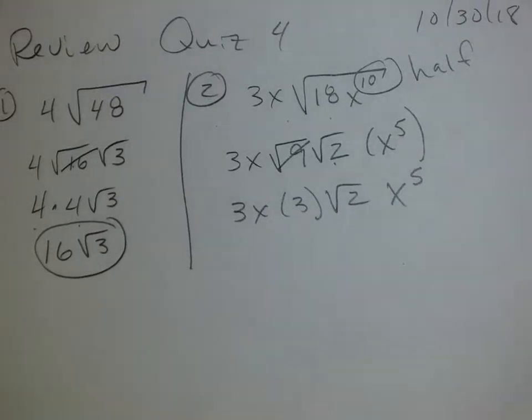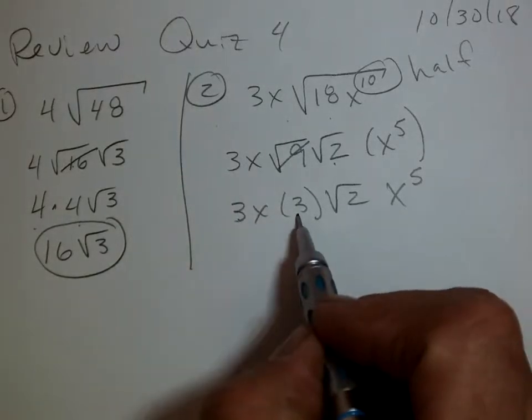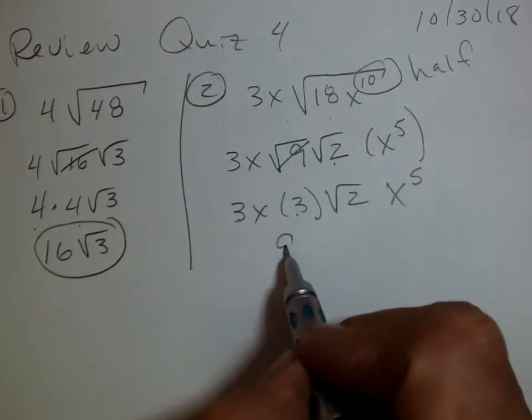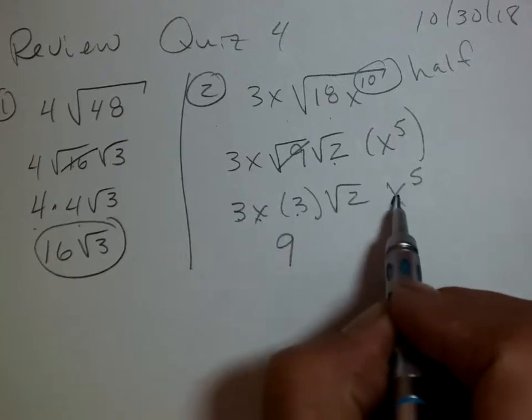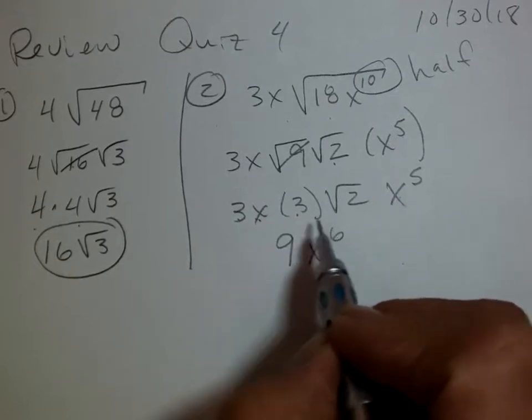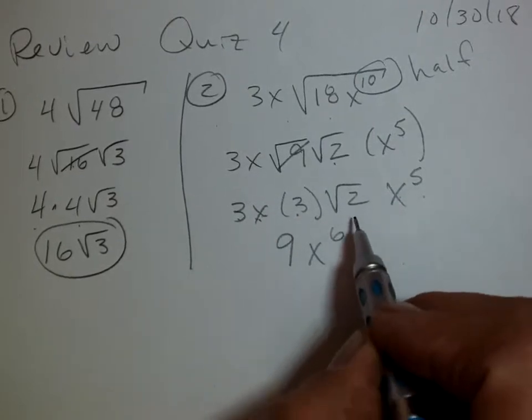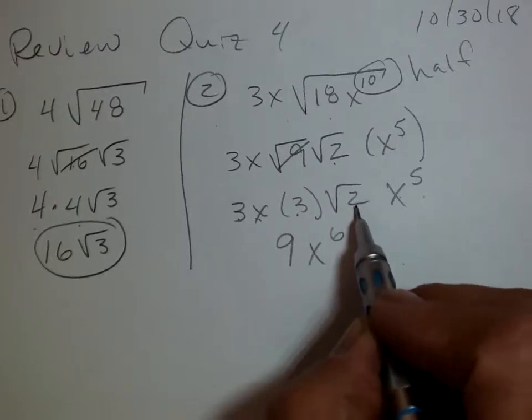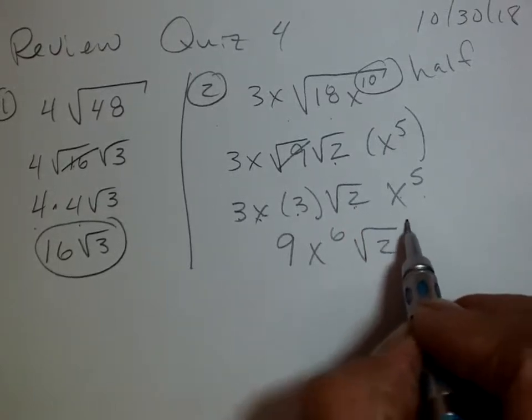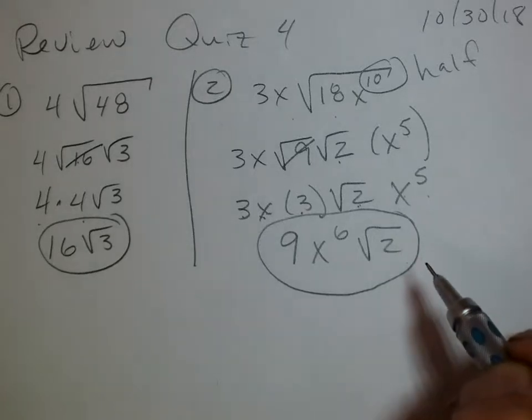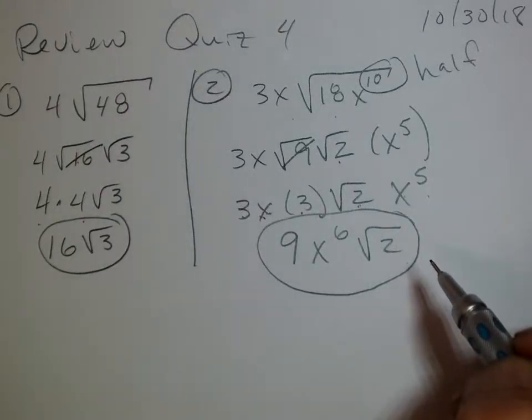Well, technically the answer is there. Let's tidy it up, right? 3 times 3, not 6. 9. x to the 6th. You see the x to the 6th? 1 there, 5 more. And then the square root of 2 is stuck there all by itself, so I'll leave it inside the square root. Simplified.